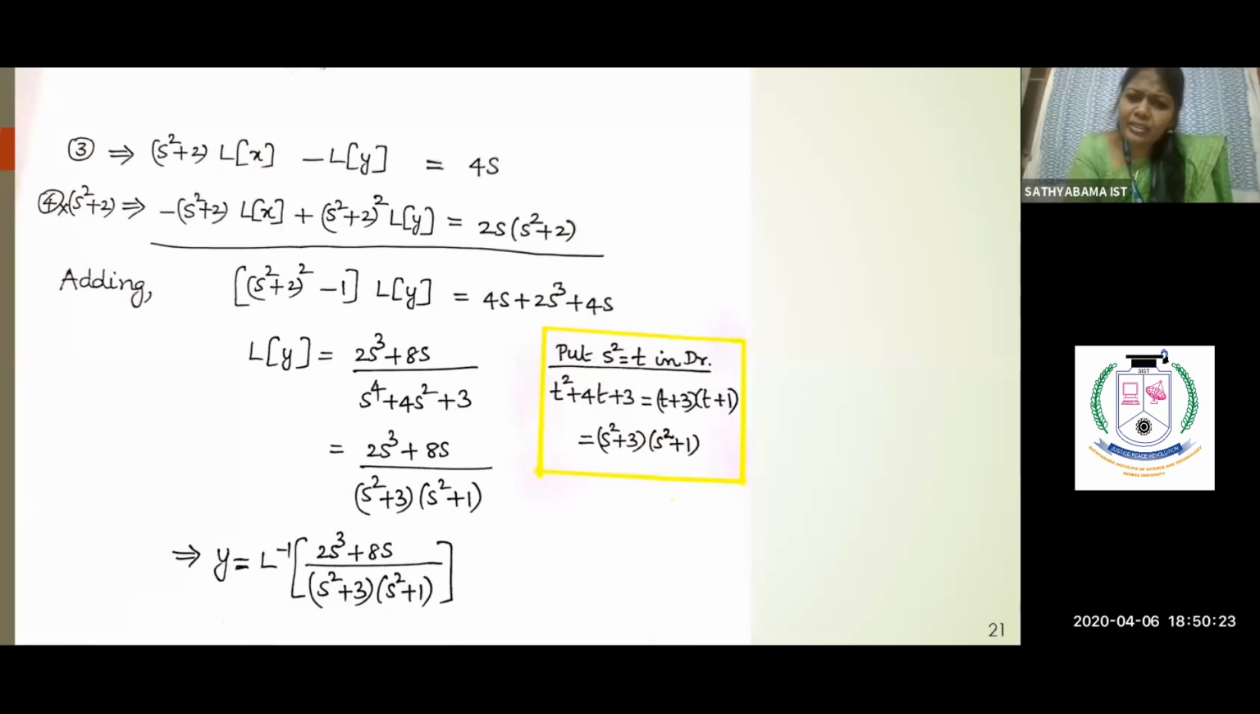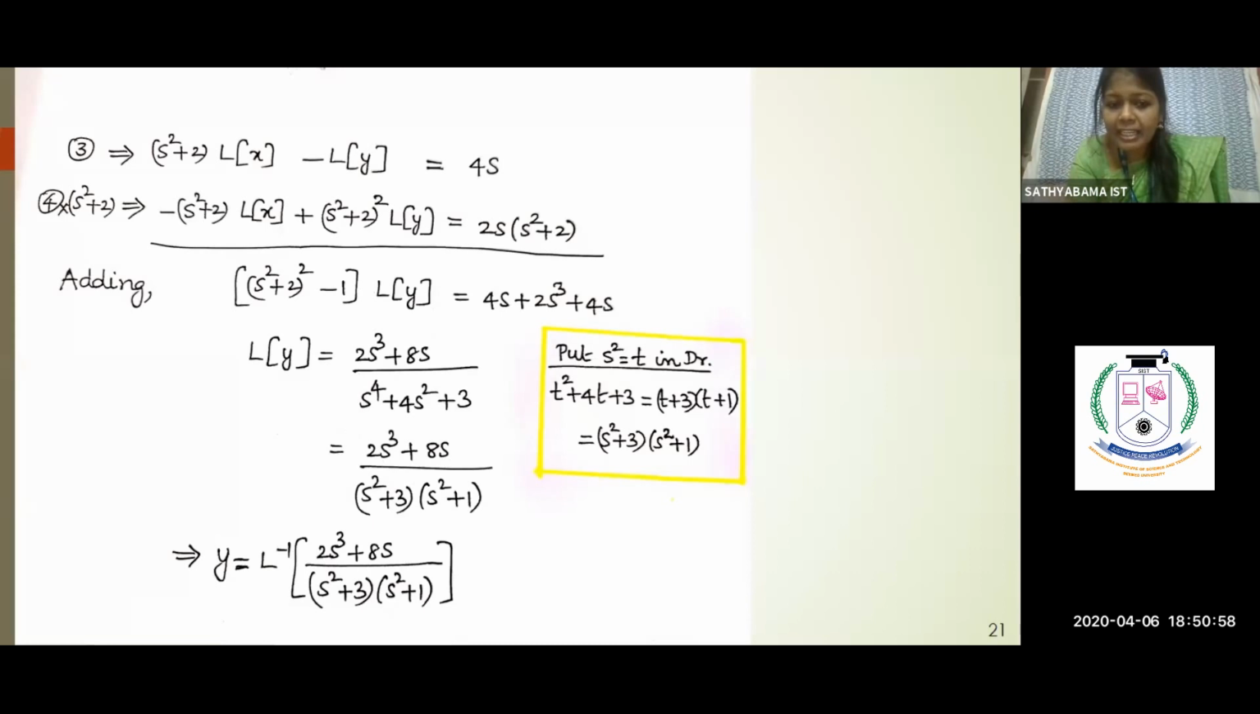Now, what should you do? Obviously, you're going to go for partial fractions, right? So when you want to go for partial fractions, you have to obviously factorize this first. So how do I factorize this? It's a little tricky because what is the power of s here? It's 4. It's a 4th degree equation. How do I factorize this? The good thing here is, I have only s power 4, s square, and then the constant term. So how do I factorize? I want you to look at the yellow highlighted portion now. Please look there.